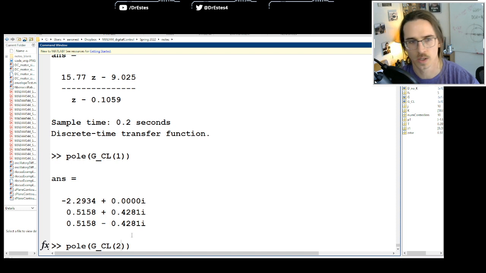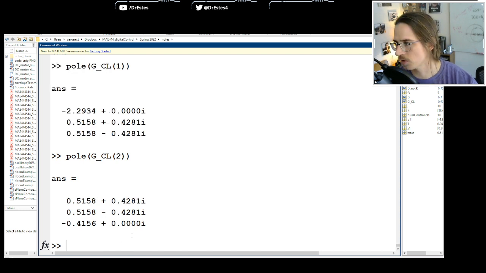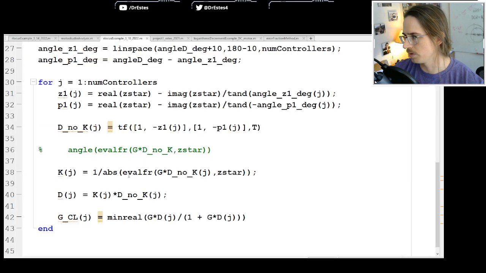Same answer, okay. Let's look at the second controller. Okay, this one's at least stable, but this root is on the negative real axis. So what you can do in your loop, you could even add the calculation of the poles as part of the loop.